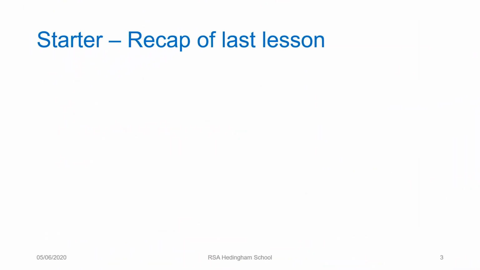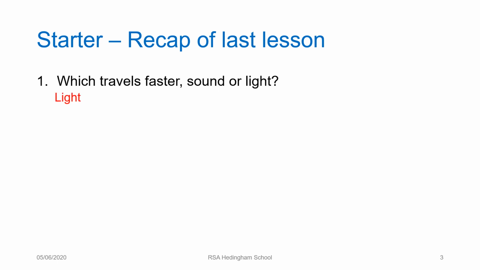So to start with, we're just going to ask a couple of questions to recap on last lesson. First of all, which travels faster, sound or light? Hopefully you've all chosen light, and you may remember light travels about 1 million times faster than sound, 300 million meters a second, whereas sound travels about 330 meters per second.